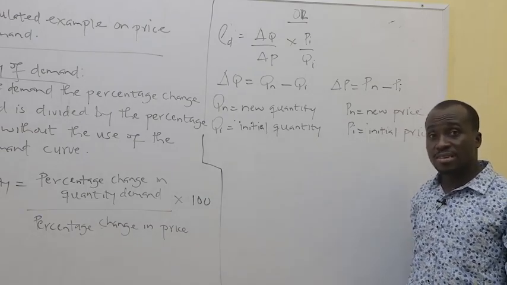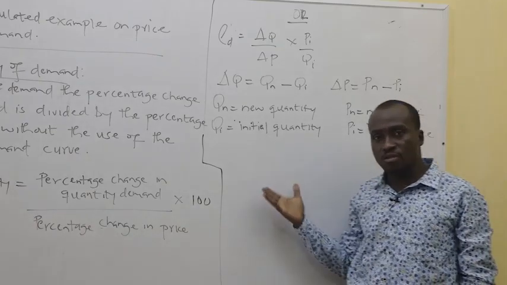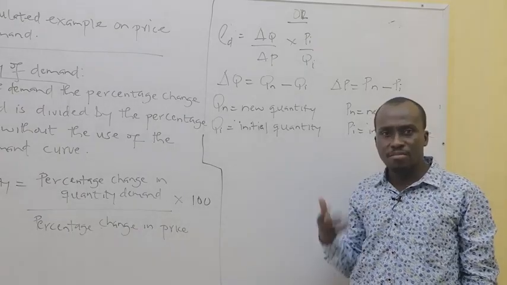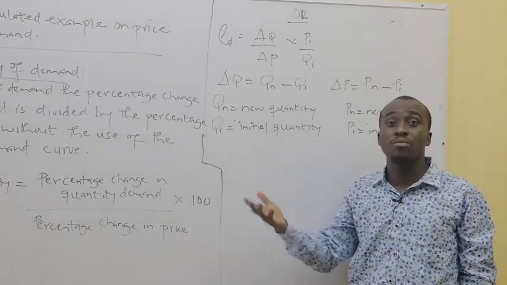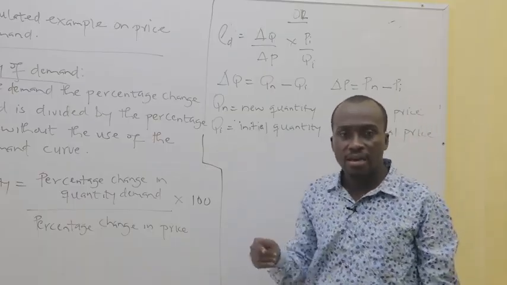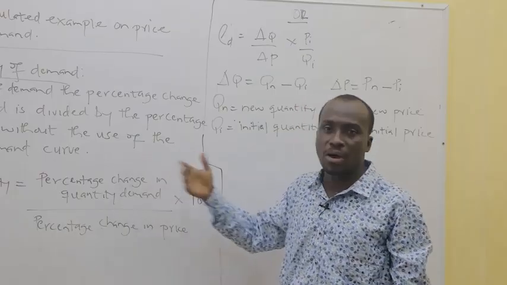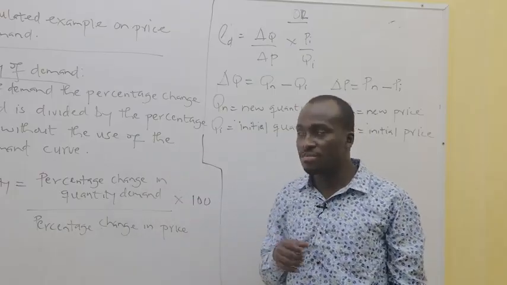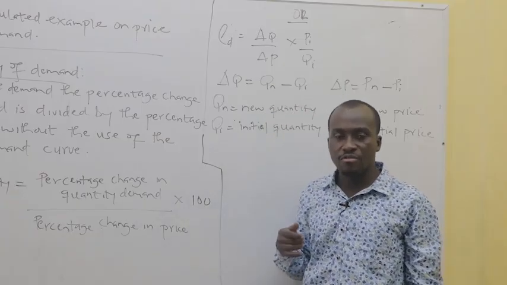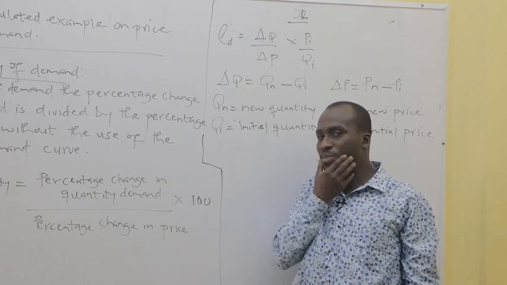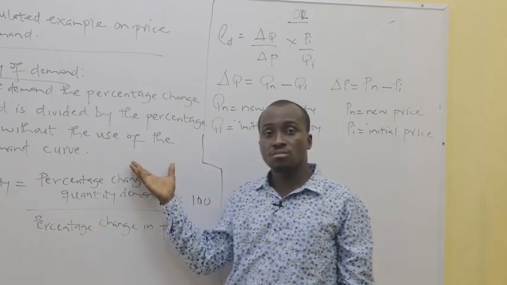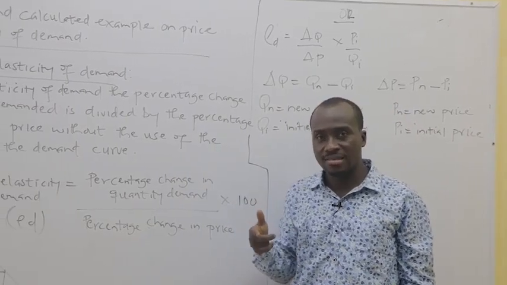And most times in WASSCE, they ask you to use the point elasticity. The arc elasticity is hardly used in exams. Most of the time, when they tell you to calculate price elasticity of demand, if the question didn't specify that you should use the arc elasticity for estimation, then you have to use the point elasticity approach, unless it specifies and tells you to use the arc elasticity.